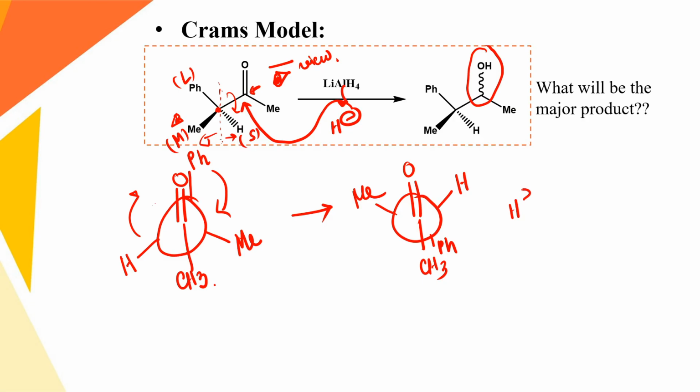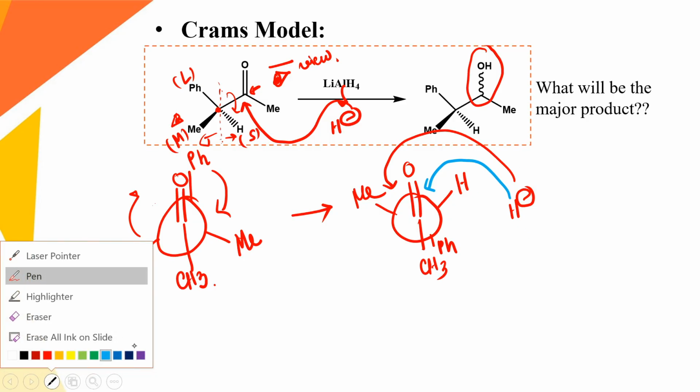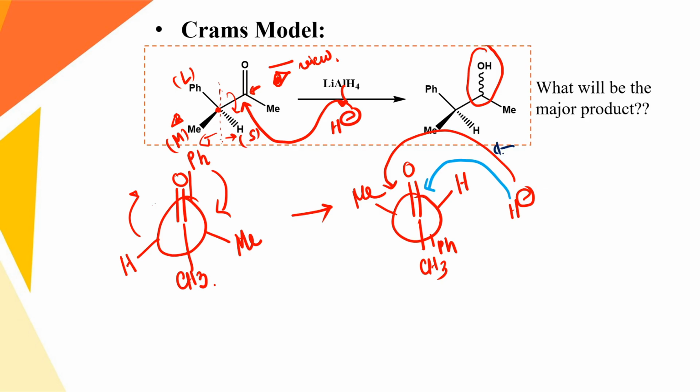Now your hydride will attack. That particular hydride has two possibilities. One, it will attack from this side, and, I just changed the pen color, one it can attack from this side. Now if it follows the red pathway, then it will face significant steric hindrance because the methyl group is there and the O is there. However, if it follows the blue one, then it will face lesser steric repulsion. That means this particular attack, the blue color attack, is favored.